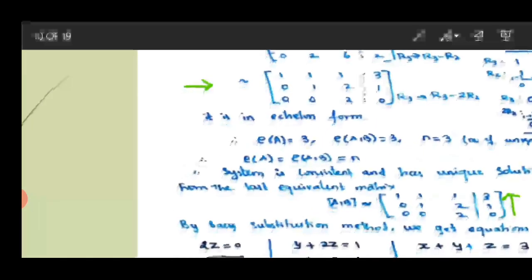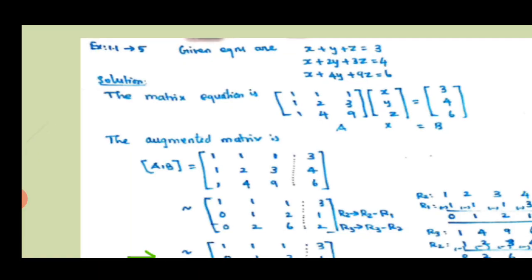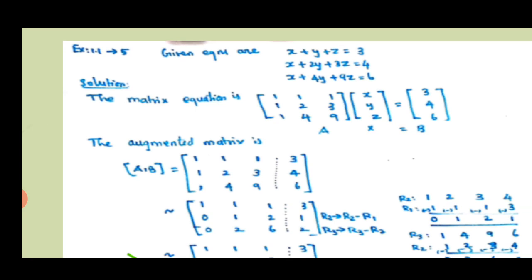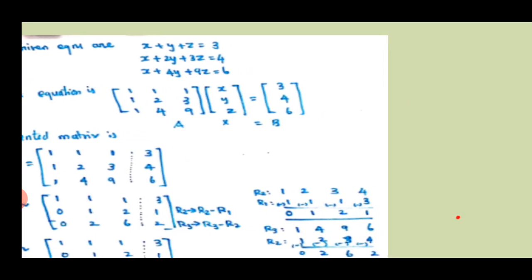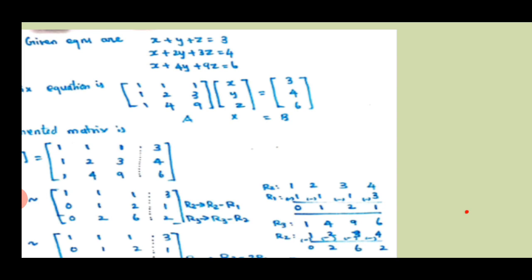So now we will see exercise number 1.1, sum number 5. The three equations are given. From that, first I'm writing the matrix equation. First we write the coefficients of x, y, z of all the equations: 1, 1, 1, 1, 2, 3, 1, 4, 9. This is the A matrix, and the X matrix is the variable matrix, that is X, Y, Z, equal to the constant matrix 3, 4, 6. So AX equal to B.